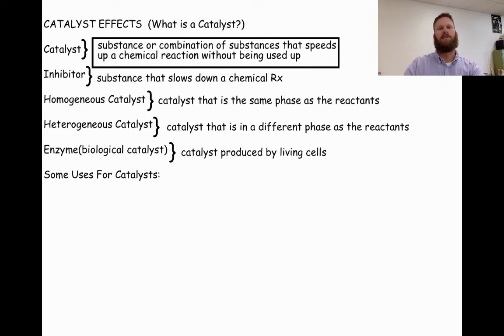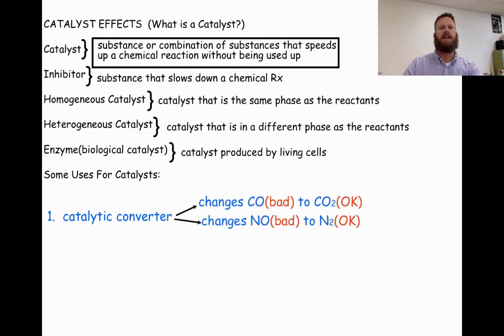Uses for catalysts include the catalytic converter in a car. This device is responsible for converting the carbon monoxide and nitrogen dioxide in the car's exhaust to less harmful products, CO2 and N2.